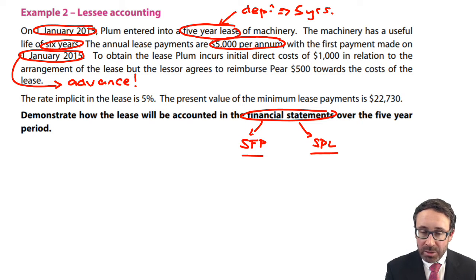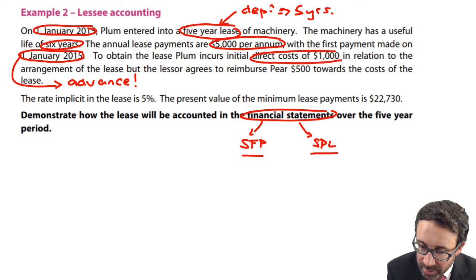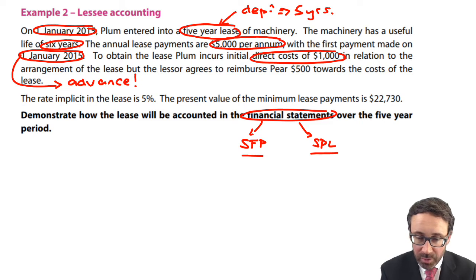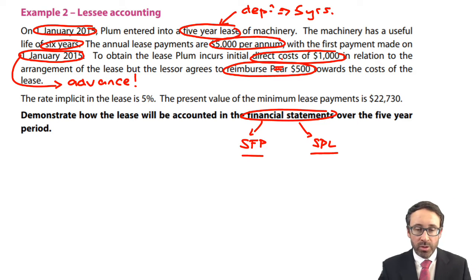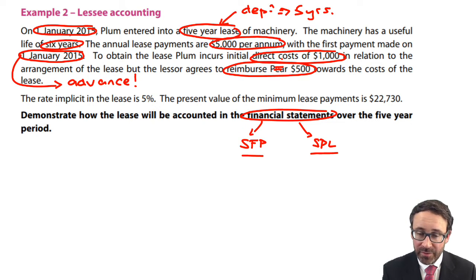We're then told that to obtain the lease, Plum enters into or incurs initial direct costs of $1,000 in relation to the arrangement of the lease, but the lessor agrees to reimburse $500. I suppose that should say Plum, shouldn't it? Getting confused, my pears and my plums. So the key bit is the direct cost of $1,000. That's going to be added to the value of the right of use asset, and then there's a $500 deduction, which nets off against the value of the right of use asset.